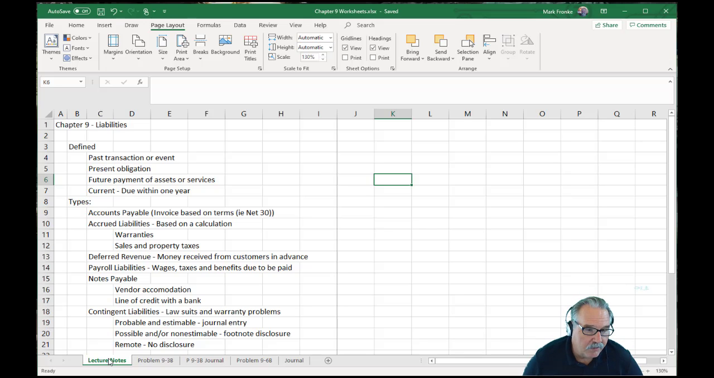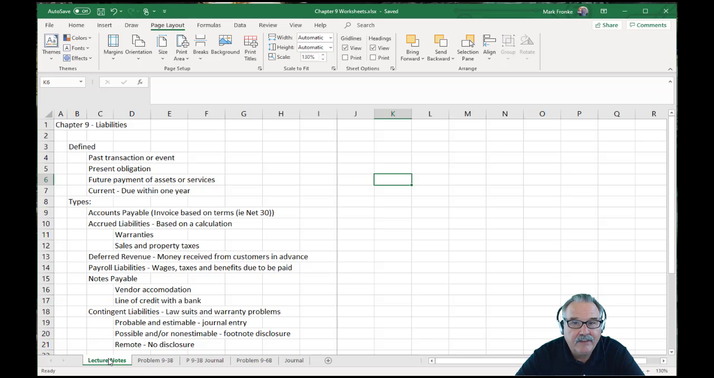Notes payable is for if we get a loan from a bank, or if, for whatever reason, we're not able to pay for some materials or services that we got from a vendor, we could maybe sign a note to pay it off over a year or two, something like that. These are usually going to be short-term notes. Long-term notes we will talk about in the next chapter, but this chapter is really focused more on current liabilities.